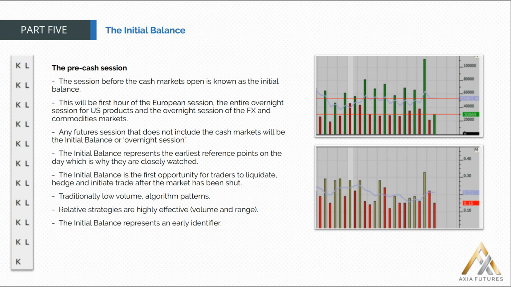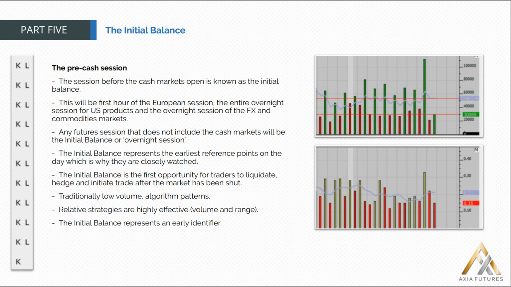Then, initial balance does traditionally imply low volume. So what you would typically find is low volume, lack of liquidity in the overnight or initial balance. Now, this is a crucial element to understand, because if this is the norm, if this is the tradition, if this is what we usually see, when we see something else, i.e. volatility or volume, then you need to be switched on because it's giving you very early identifiers or clues as to directional plays.